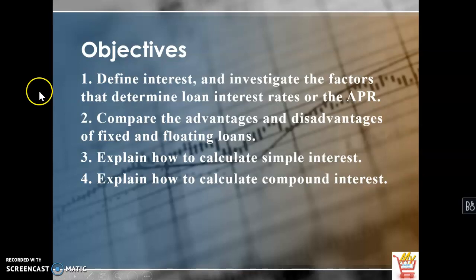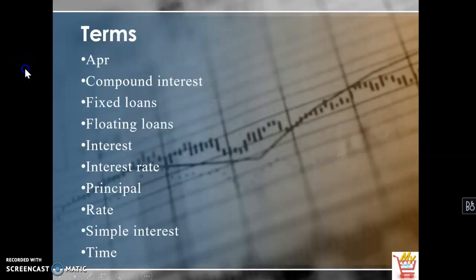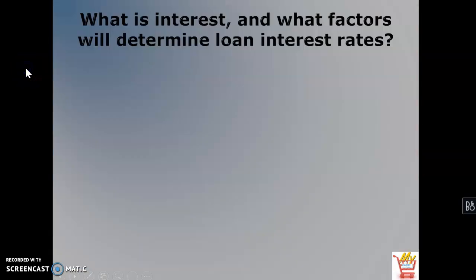So today we're going to define interest, talk about the factors that determine loan interest rates or an APR, and we'll talk about what an APR is. We're going to compare the advantages and disadvantages of both fixed and floating loans as well. And then finally, we're going to explain how to calculate both simple and compound interest.